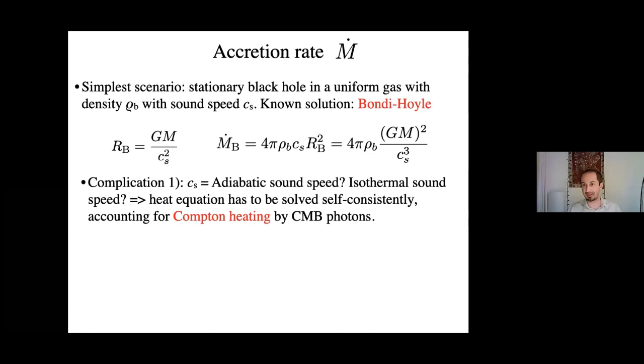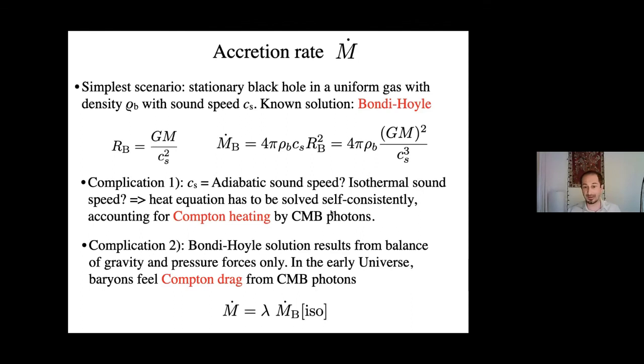Now there are multiple complications to this very simple picture. The first one, which is a rather simple complication, is, well, what sound speed do we take here? Adiabatic sound speed? But wait a minute, the gas is actually in close thermal equilibrium with the CMB, so is it more accurately described by an isothermal sound speed? Well, to do this properly, you have to also solve for the heat equation self-consistently, and you have to account for Compton heating by CMB photons to go smoothly between these two regimes. And this actually changes things by a factor of 10, it turns out.